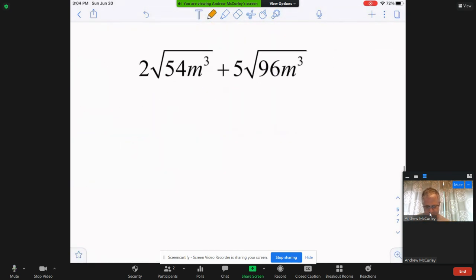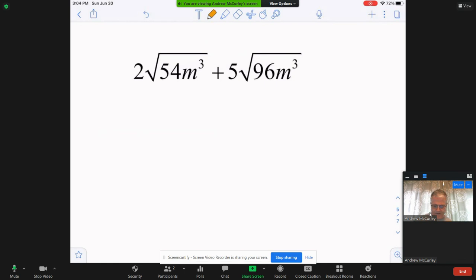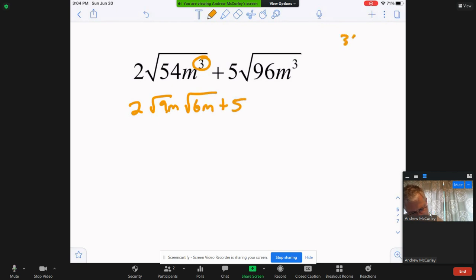Next one. Square roots again. All right, so I got 2. What's the perfect square root of 54? I think it's 9. So square root of 9. M. I got 3 M's. 2 of them I can bring. So I can bring 1. 2 of them make them square. Square root of that I can bring. What's left over? 6 M plus 5. What's the perfect square root of 96? 36 times 3.